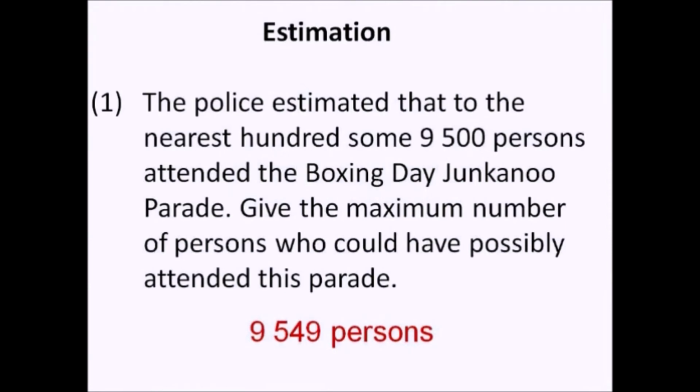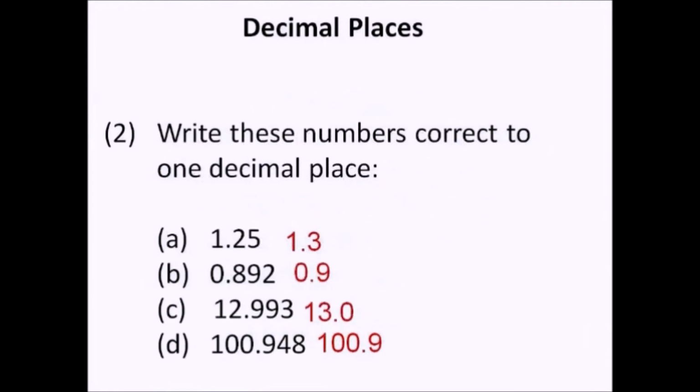Let's see what you got right. First one was 9,549 persons. Hope you got that one correct. You are estimating to the nearest 100. You're calculating it to the nearest 100. That's why it's 9,549 instead of 9,550, because you would have taken it up to the next 100. But 9,500 is the answer.